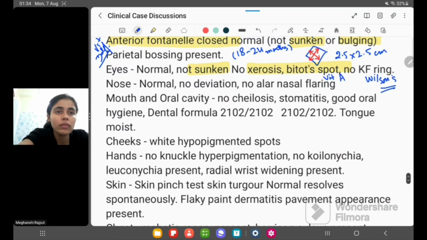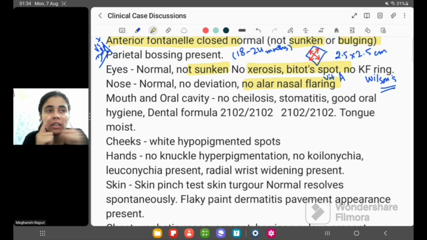The nose: you need to check that there is no deviation and no alar nasal flaring. So these are the alae of the nose. When there is redness or flaring of these alae, we say the child is going into respiratory distress. So it is a danger sign. I'm trying to rule out whether there is any respiratory distress in the child or not.